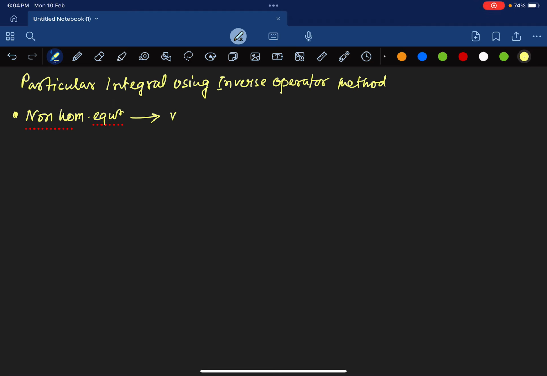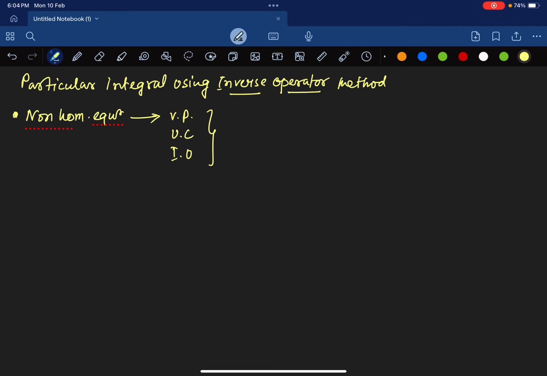because out of the variation of parameters method, the method of undetermined coefficients, and this inverse operator method, the last one is quite simple. So that's why it is recommended that if the method is not specified in the question, you can go with this inverse operator method. So what exactly this inverse operator method is, we'll learn now.